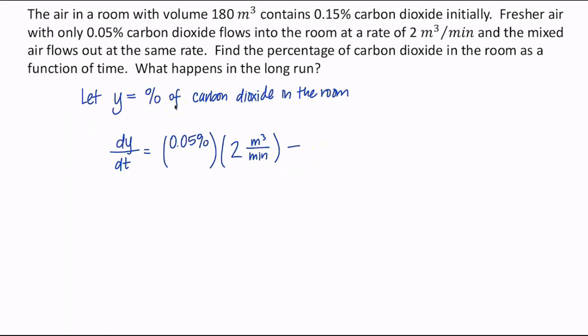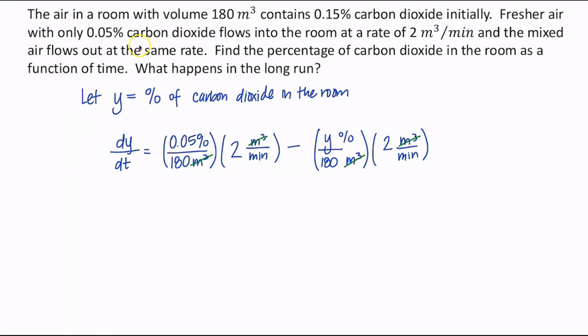So y, again, is the percent of carbon dioxide over the volume of the air in the room. That's 180 meters cubed. And then the rate at which it flows out is also 2 meters cubed per minute, because it flows out at the same rate. So if we notice in our rate of leaving, our meters cubed is going to cancel. But over here in our rate of entering, it's not. And that's because if we keep 0.05% as the carbon dioxide, then to get the concentration, we do have to divide by 180 meters cubed, and then they cancel.